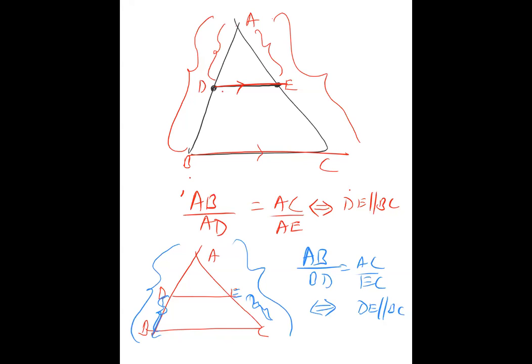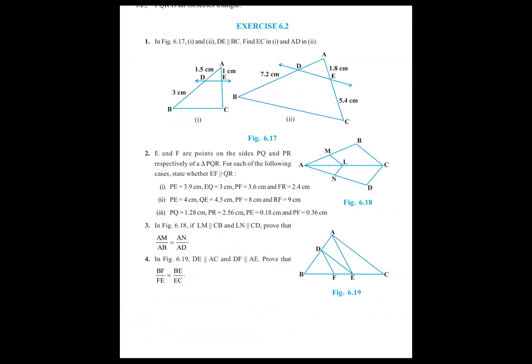Okay. Now, this no need to write. Already you have written these things. So now coming back to the exercise, question number 3. Exercise figure 6.18 is given for question number 3, and they are telling in the question that LM is parallel to CB. This is LM, this is CB, parallel. And LN is parallel to CD. This is parallel to this one. Okay. Now we have to prove something.